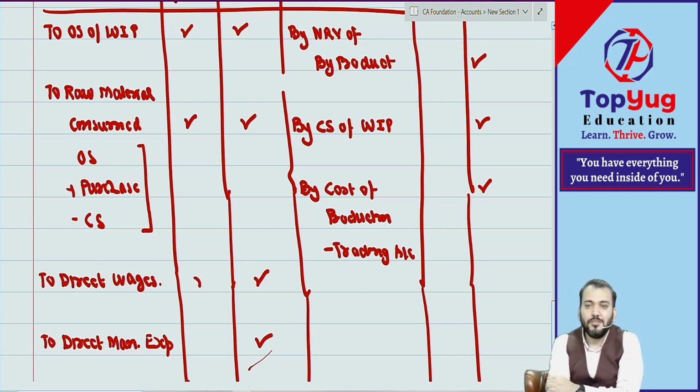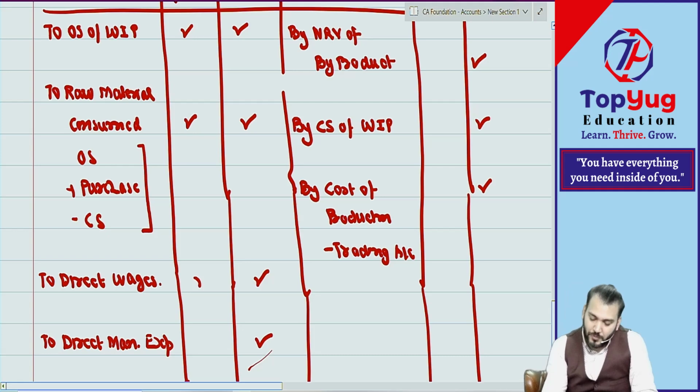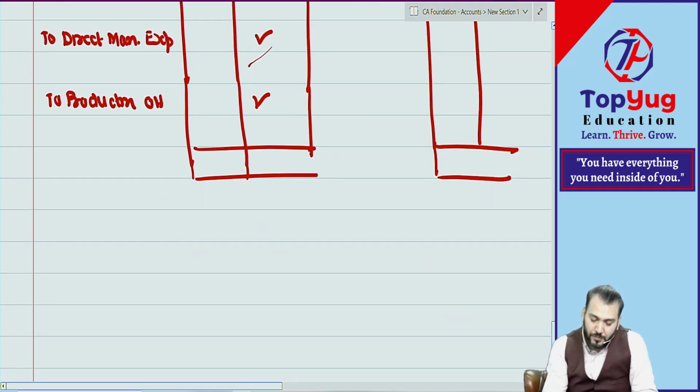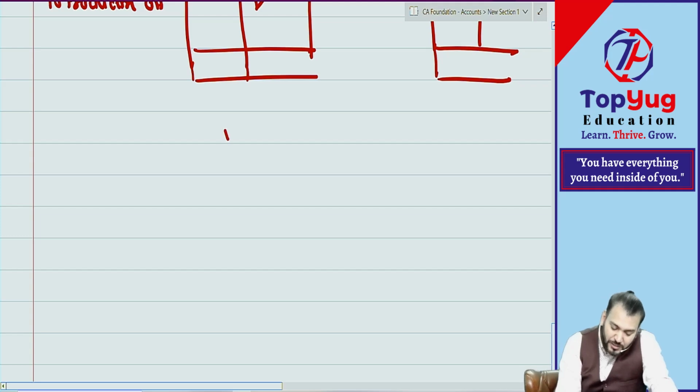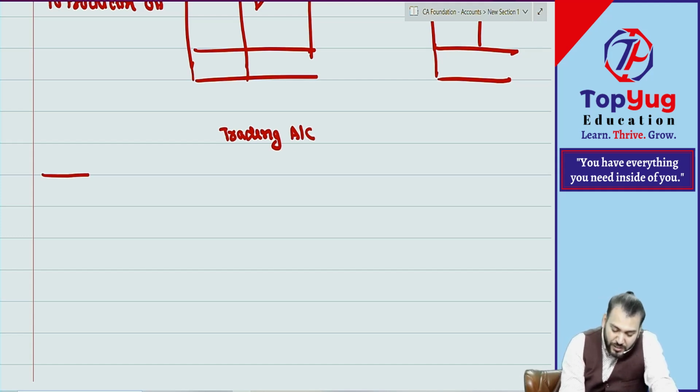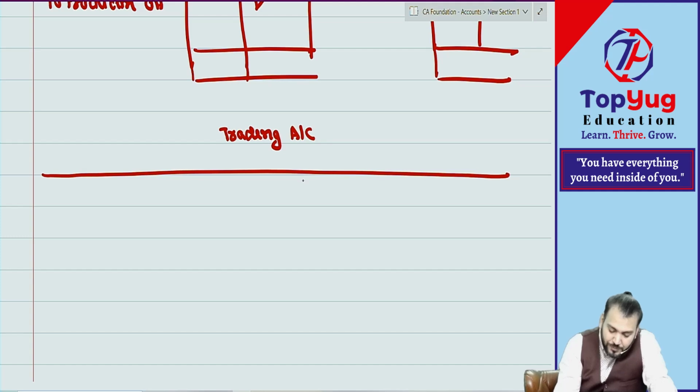Trading account debit to manufacturing account. Understood. This is transfer of cost of production to trading account. Any doubt? Have you understood? After this you will prepare the trading account. Trading account is for sale. You record sale here.